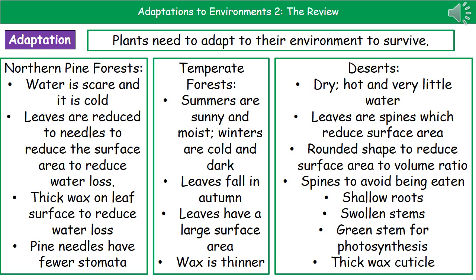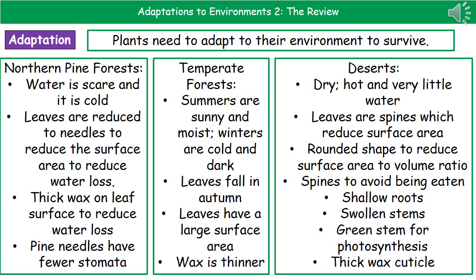Third and final condition we can look at is what we find in the desert. Deserts are very dry, they're hot, there's very little water available, but plants do still live there. It's not just this sandy landscape with nothing living. What we find though is that in these plants the leaves are spines, which are used to reduce the surface area to reduce that water loss. They've got quite a rounded shape on them. Again, that is all to do with reducing the surface area to volume ratio.